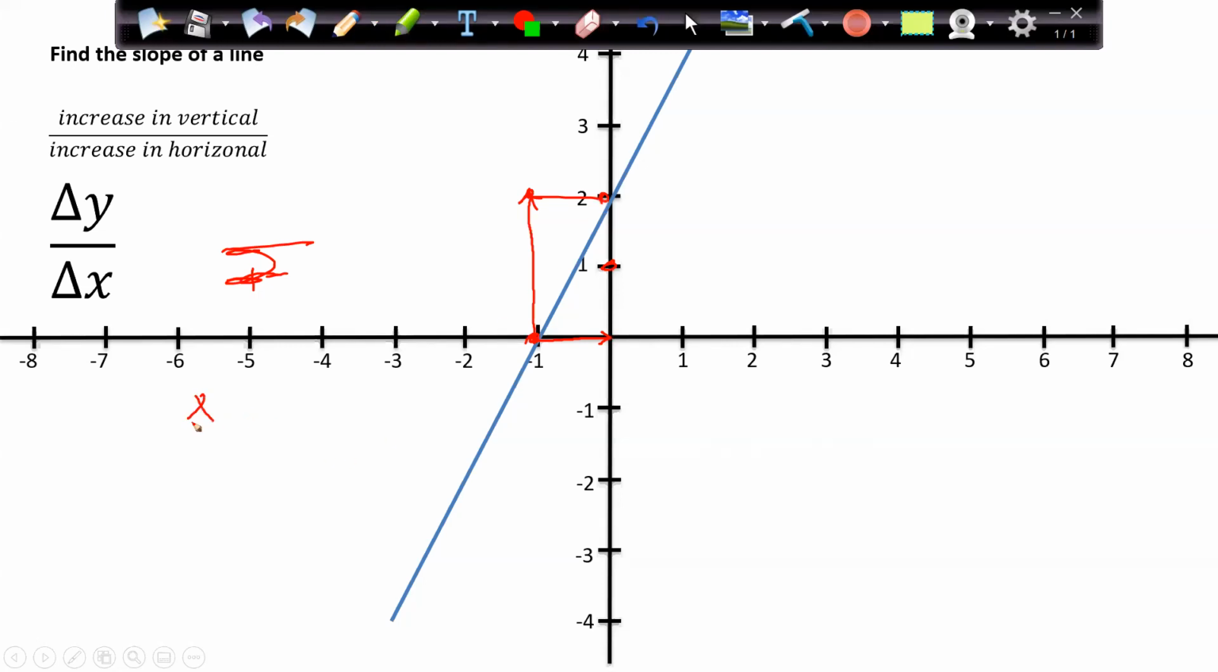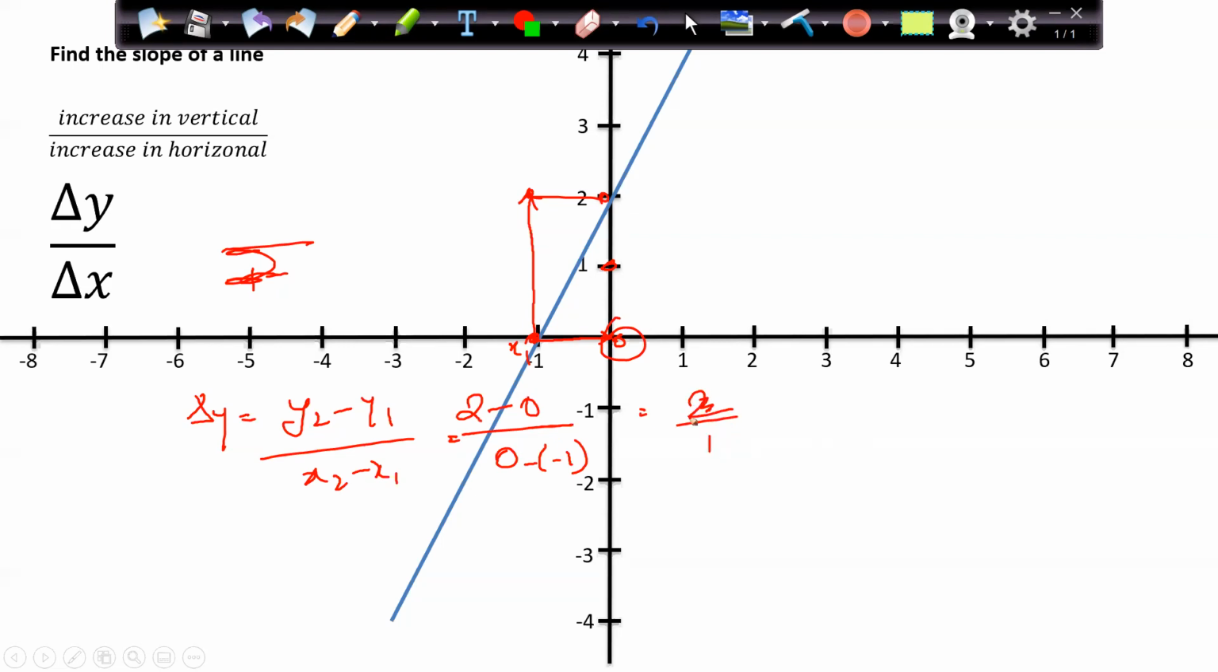So delta y equal to y2 minus y1 upon x2 minus x1, where x2 is 0 for me, and x1 is -1. This 0 is x2, this -1 is x1. And my y2 is 2, minus y1, which was 0 when my x was -1. So 2 by 1. That is my slope of a line.